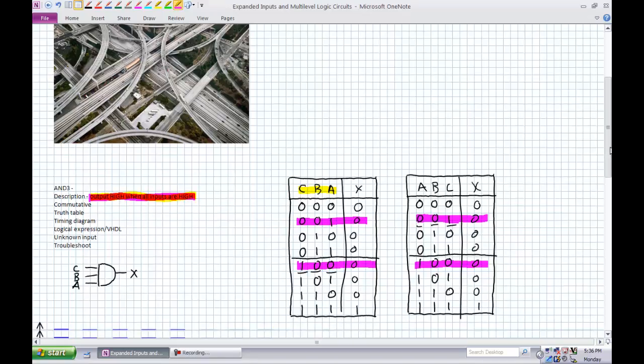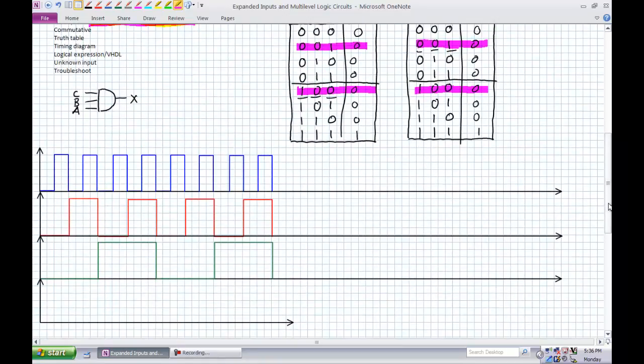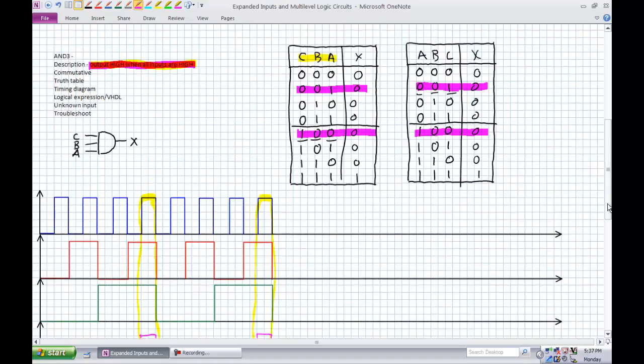Let's see if we can do a timing diagram. What I've got is A in blue, B in red, and C in green. On this timing diagram, where would we expect our output to be high? For a triple input AND, the only time that I'm seeing is just right there and right there. So I would expect my output to look something like this. Output is high when all inputs are high. In this particular case, it's all three inputs. One thing I want to discuss, and for all these expanded inputs, I want to do the same thing.